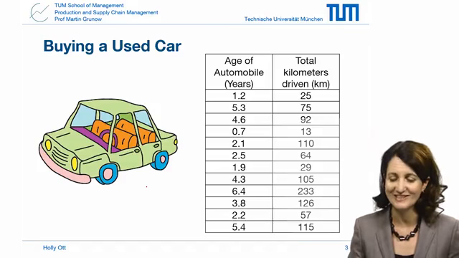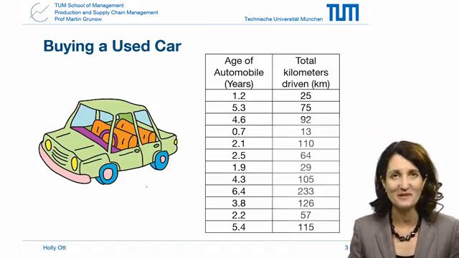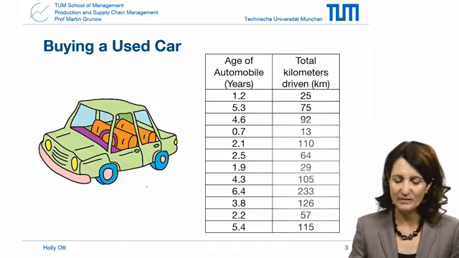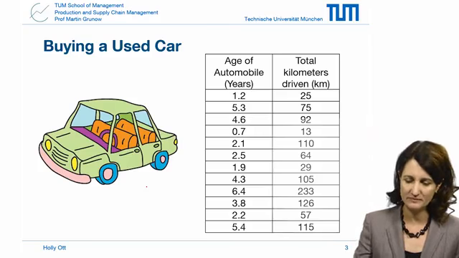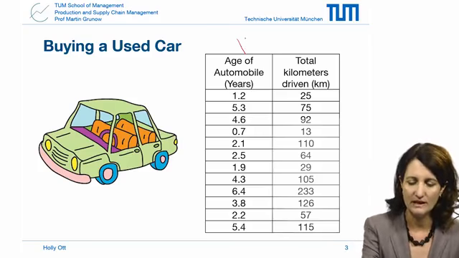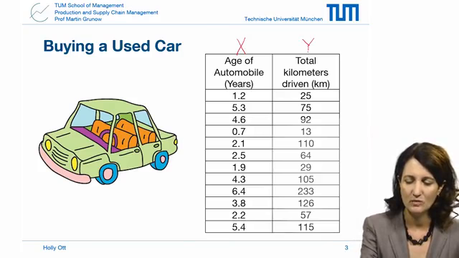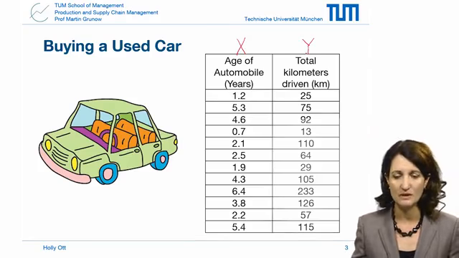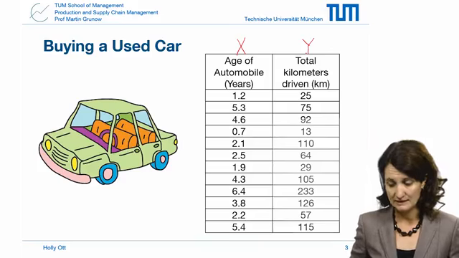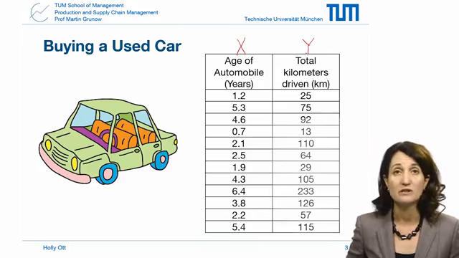Apologies for those who are still using miles, but I live in Germany now, so I'm going to use kilometers for this example. And here we have data. So we have XY pairs. So X is the age of our automobile. Y is the kilometers driven. And how can we look at this data? It's maybe a little bit difficult to look at just the table.